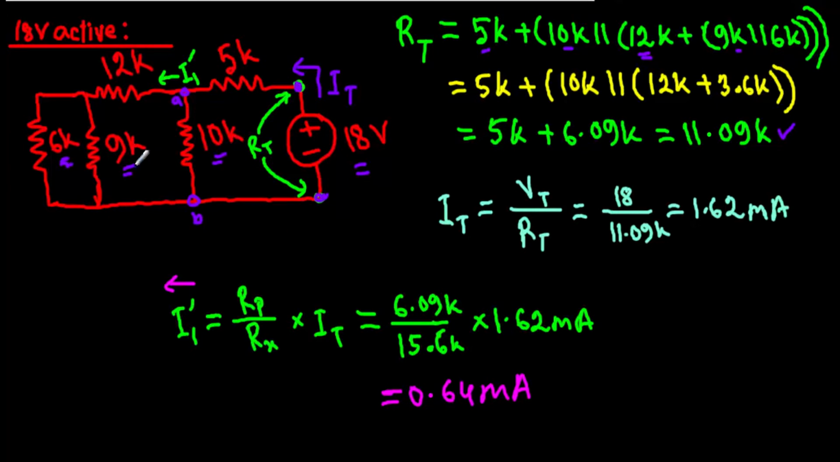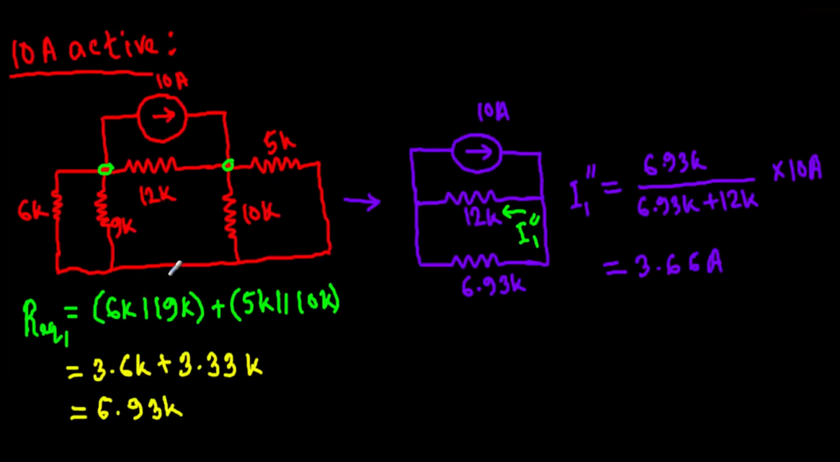At first this 6 kilo ohm and 9 kilo ohm will be in parallel and their parallel will be in series with this 12 kilo ohm, which gives us a value of 15.6, and that is our RX. Now this 15.6 kilo ohm will be in parallel with 10 kilo ohm, which is equal to 6.09 kilo ohm, and the total current is 1.62 milliampere. So we will get a value of I1 prime equal to 0.64 milliampere, and I1 will be in this direction from right towards left.